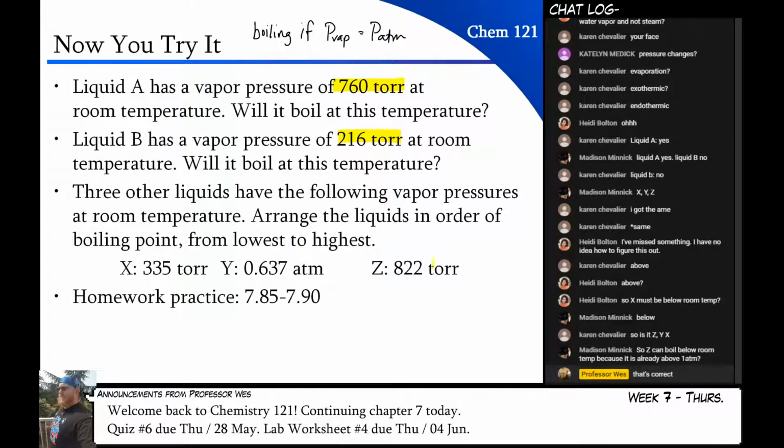So, in our discussion of boiling here, what we have learned is that if vapor pressure increases, the liquid will eventually boil once it reaches 1 atm. For water, that is 100 degrees Celsius. But different liquids boil at different boiling points. They still get to a vapor pressure of 1 atm.